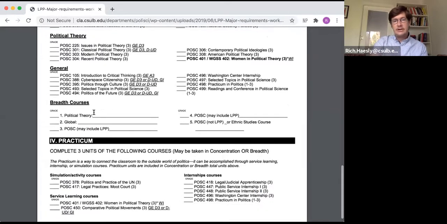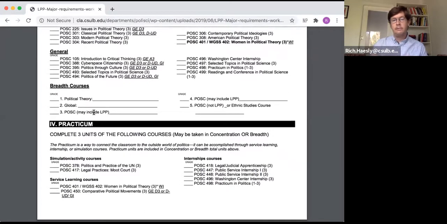This final section is the practicum requirement, and I'll go through some detail about that. But it is to say that 3 of the units that you take in political science, either in your concentration or in your breadth, needs to be a practicum course. And so it is not an additional requirement, it's not an additional 3 units. It is just saying of the courses you take in your concentration or in your breadth, at least one of those courses must be a practicum course.